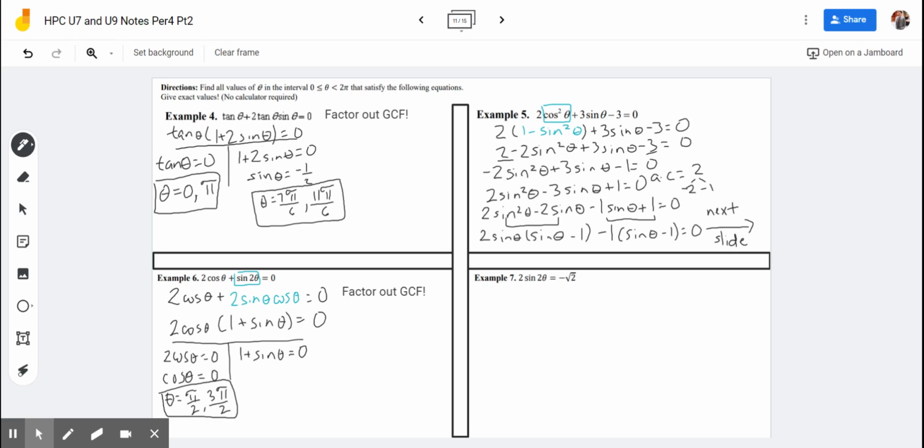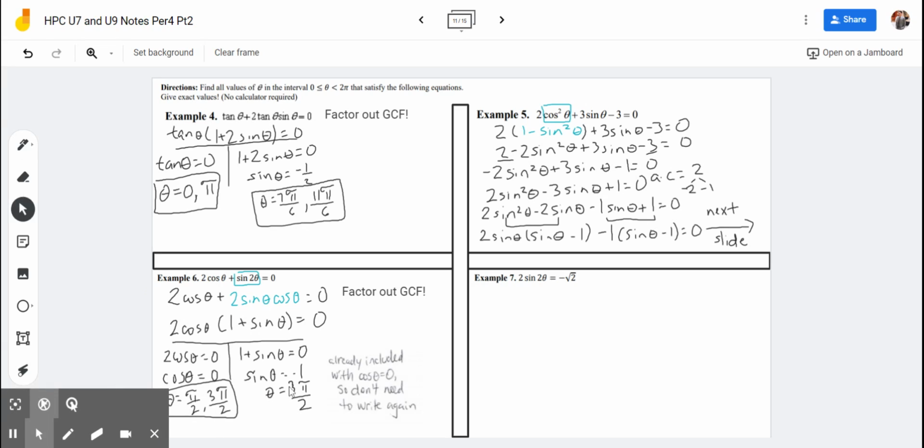And then sine theta equals -1. Well, that's at 3 pi over 2. That's already included in this first set of solutions here, so you don't need to repeat it, okay? So I just included that note there. Already included with cos theta is equal to 0, so you don't need to rebox it in.